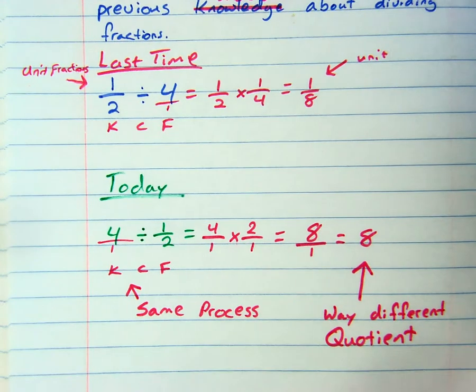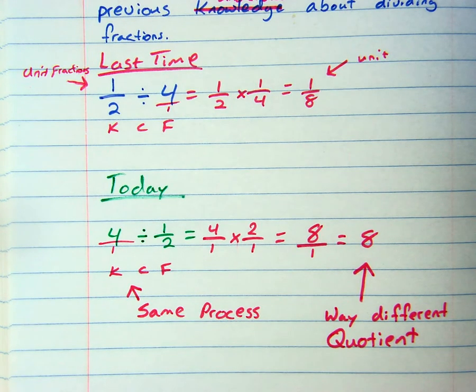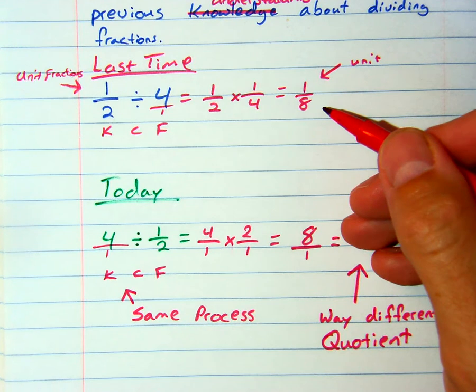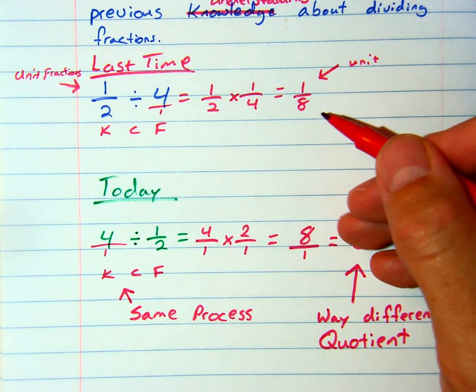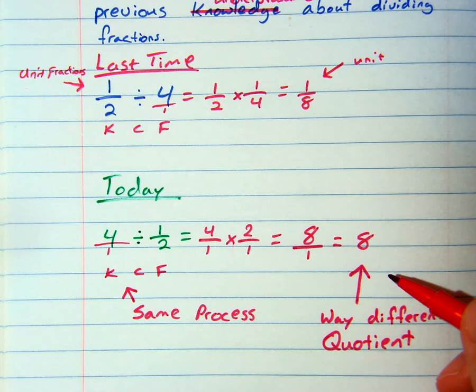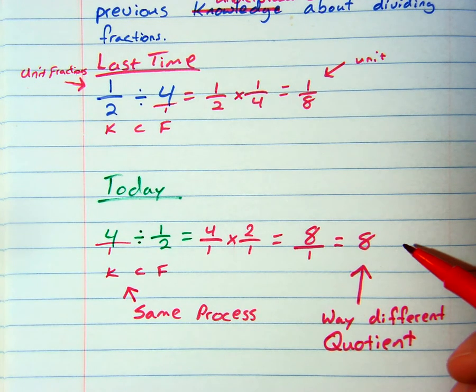So, same process, way different quotient. The answer is 100% different. When the order was changed around, we had a unit fraction. When we put the whole number first in the problem, we end up with a whole number answer. So I wonder if you can notice a pattern that's occurred.